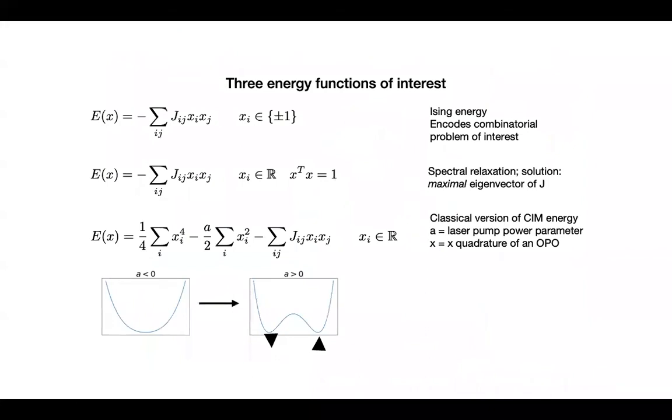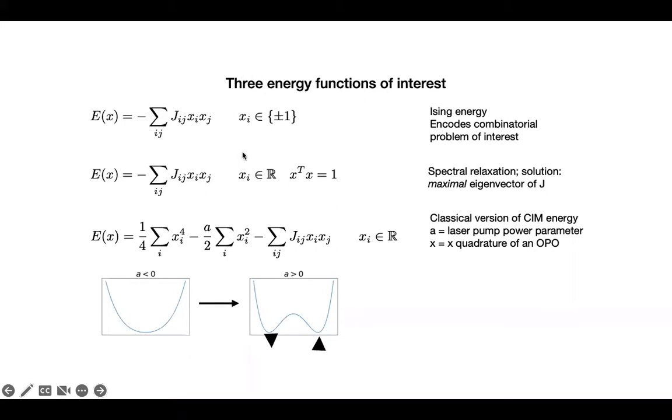You can abstract it away in the classical limit as the following set of energy functions. So first of all, here's the energy function that we'd like to minimize. This is the famous spin glass energy function. And actually, a lot of combinatorial optimization problems of interest can be encoded in this energy function for a particular choice of the connectivity J_ij. And the variables x_i are plus or minus one. So this is a combinatorial optimization problem, and we'd like to solve this problem for arbitrary J_ijs. Okay? This is a hard problem to solve.